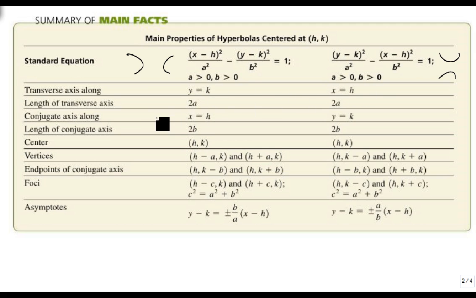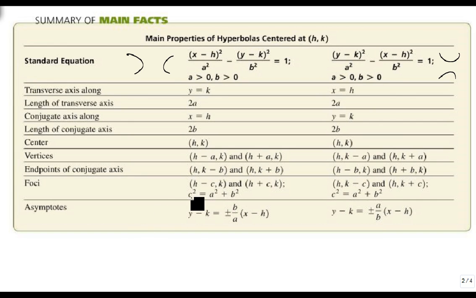We still get our transverse axis. The length of it's the same. It's a, x equals h, y equals k. The length of the conjugate is still the same. Our center's at (h, k), which we're used to. Our vertices just move on the x-axis a, or the y-axis a, depending on which one it is. The endpoint of the conjugate axis is moved the other way on the other variable.